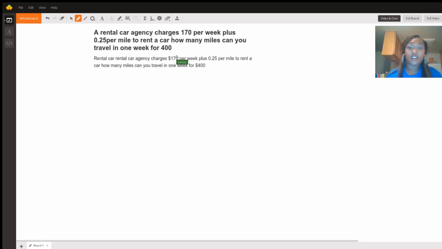So what I'm first going to do is go ahead and underline the helpful information that was given to us. The first thing I'm going to underline is the $170 per week. The next thing I'm going to underline is the 25 cents per mile. And the last thing that I'm going to underline is the total, which is $400.